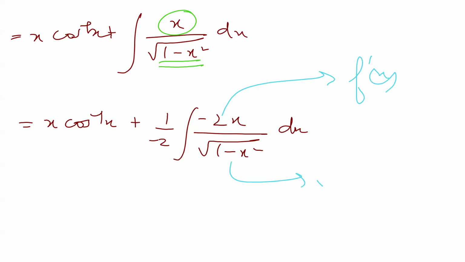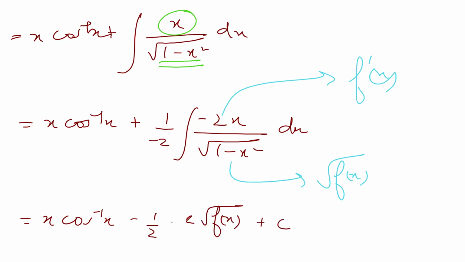So f dash x upon root f of x. F dash x upon root f of x integrates to 2 root f of x. So x cos inverse x minus half into 2 root f of x. Now this 2 and this 2 will get cancelled. F of x is 1 minus x square, that you put over here. In these properties, there is no chain rule.